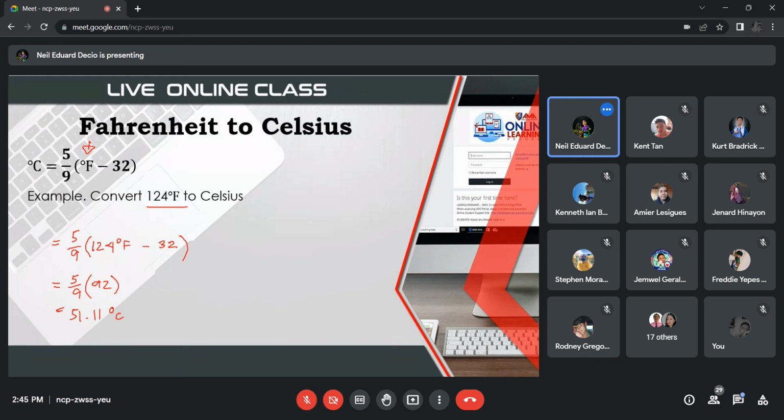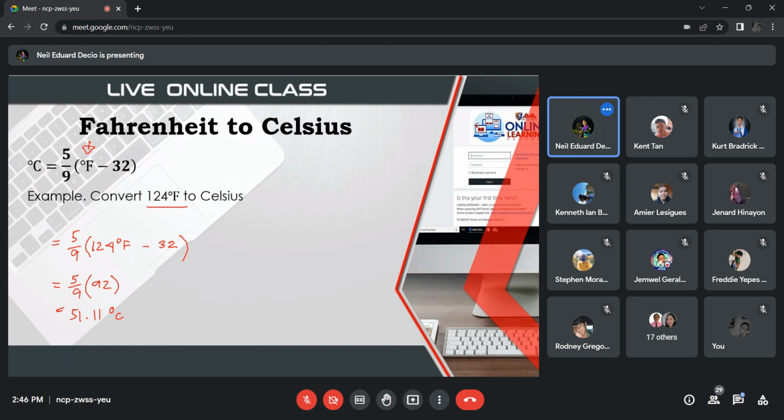Celsius is actually smaller in number than Fahrenheit. By the way, in Celsius, 0 degrees Celsius is the freezing point, and 100 naman is the boiling point of pure water. So if we convert the boiling point, 100 degrees Celsius, in Fahrenheit that is 212 Fahrenheit. And then the freezing point naman, 0 degrees Celsius or 0 degrees centigrade, is actually equal to 32 Fahrenheit.